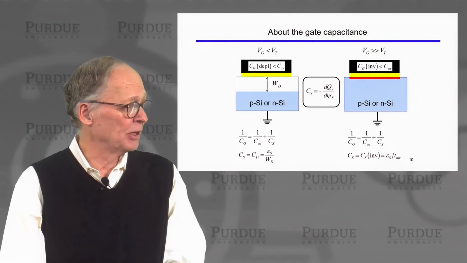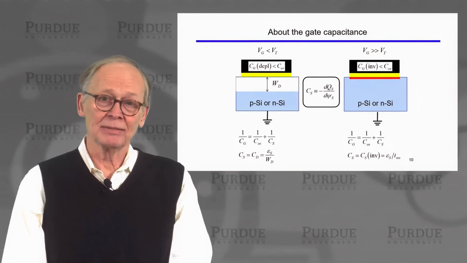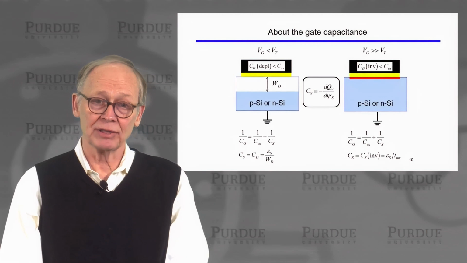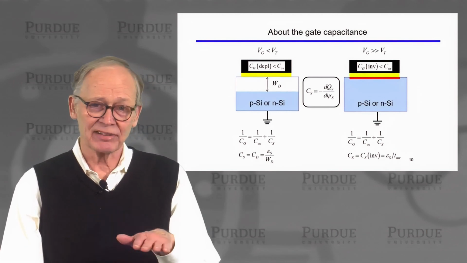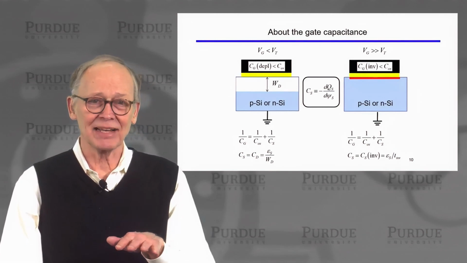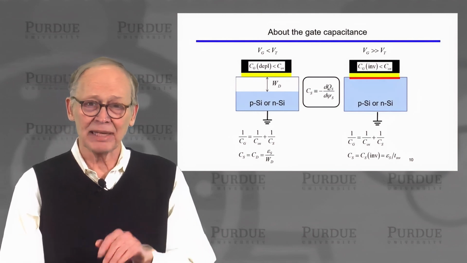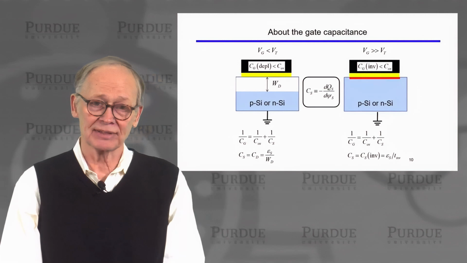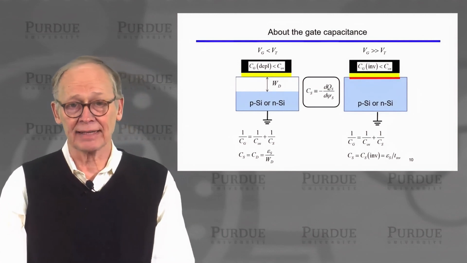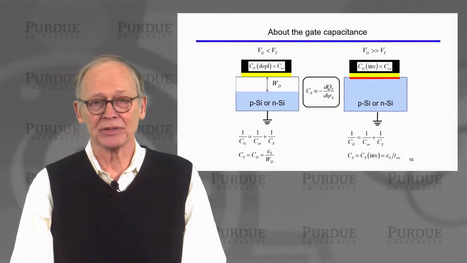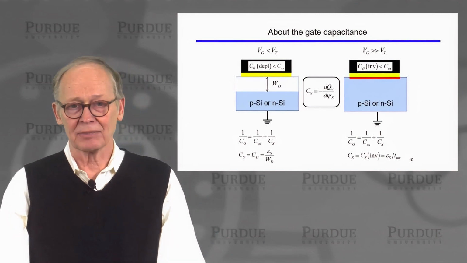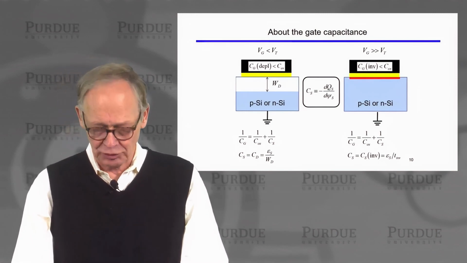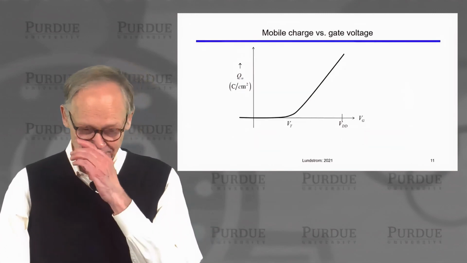And the result is that when we measure the capacitance in strong inversion, the inversion layer is not quite a metallic plate. It has some capacitance, so the capacitance that we measure under strong inversion conditions is a little bit less than the oxide capacitance. I will refer to that as C inversion, the capacitance measured on the gate under strong inversion conditions.